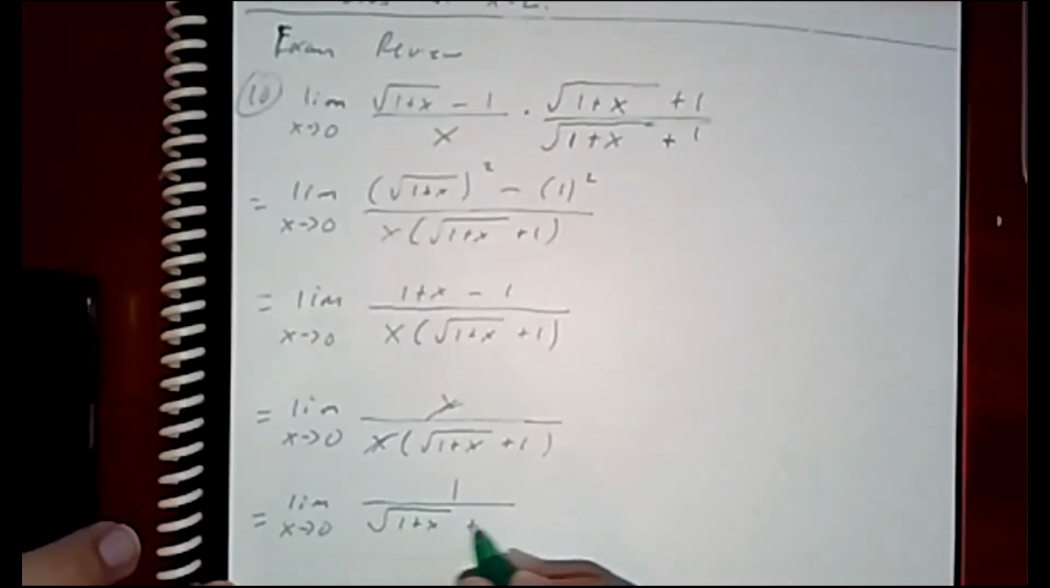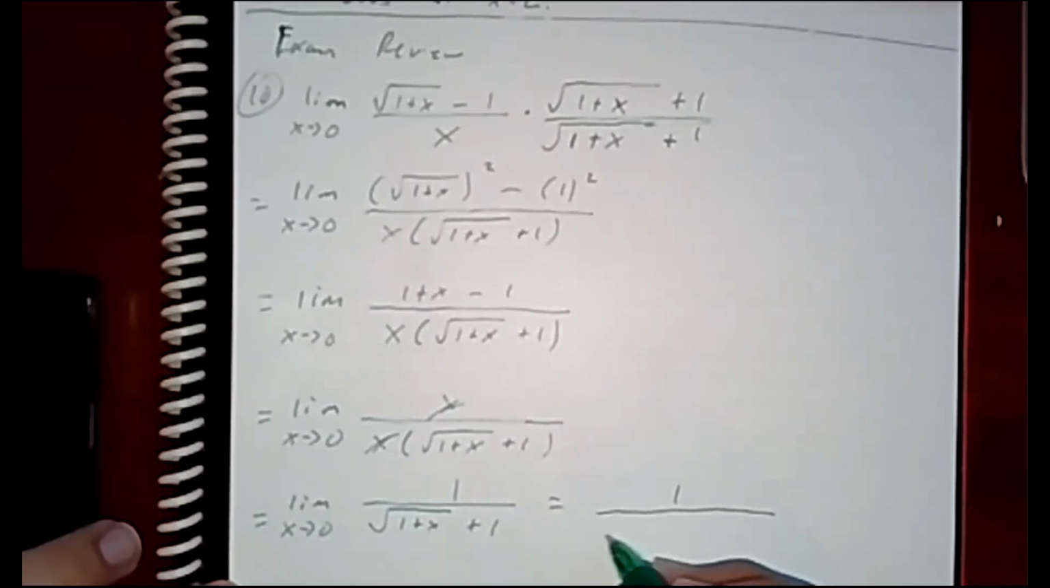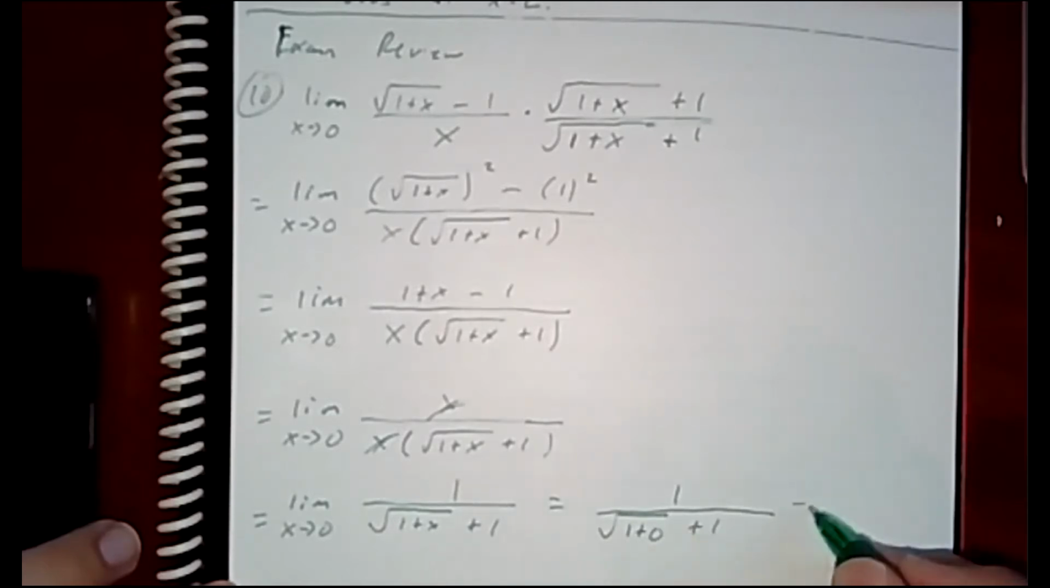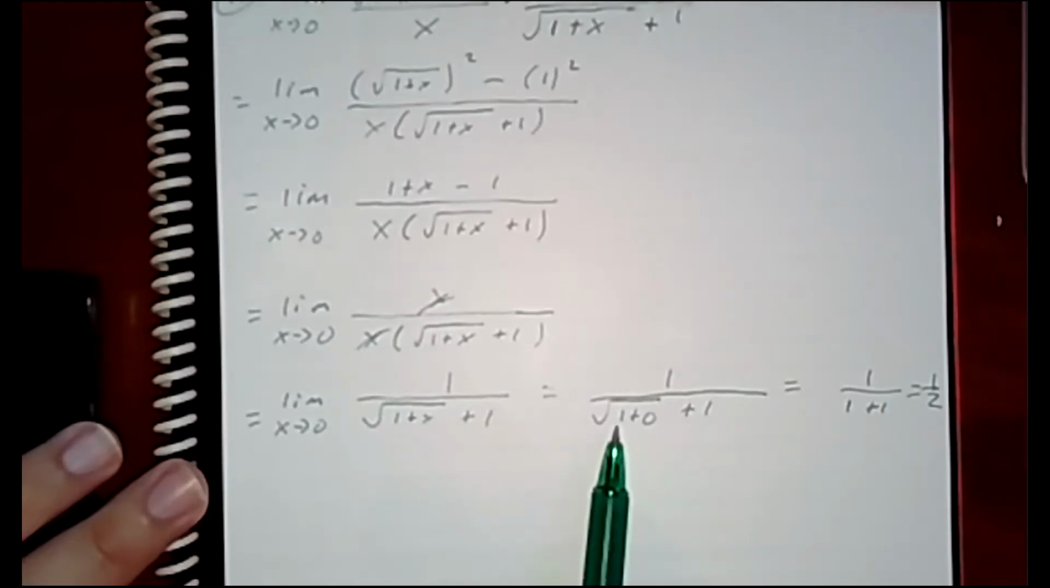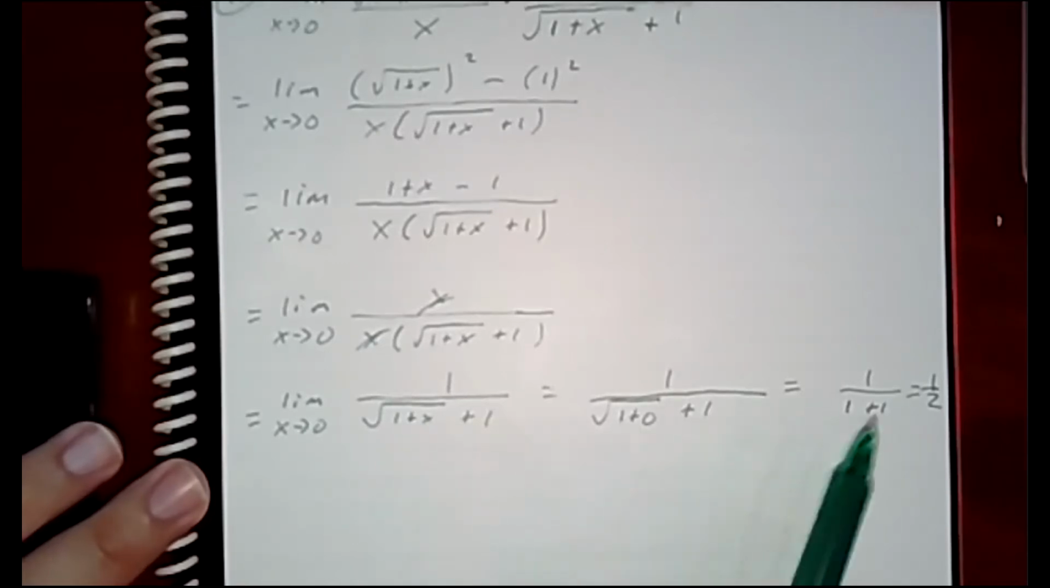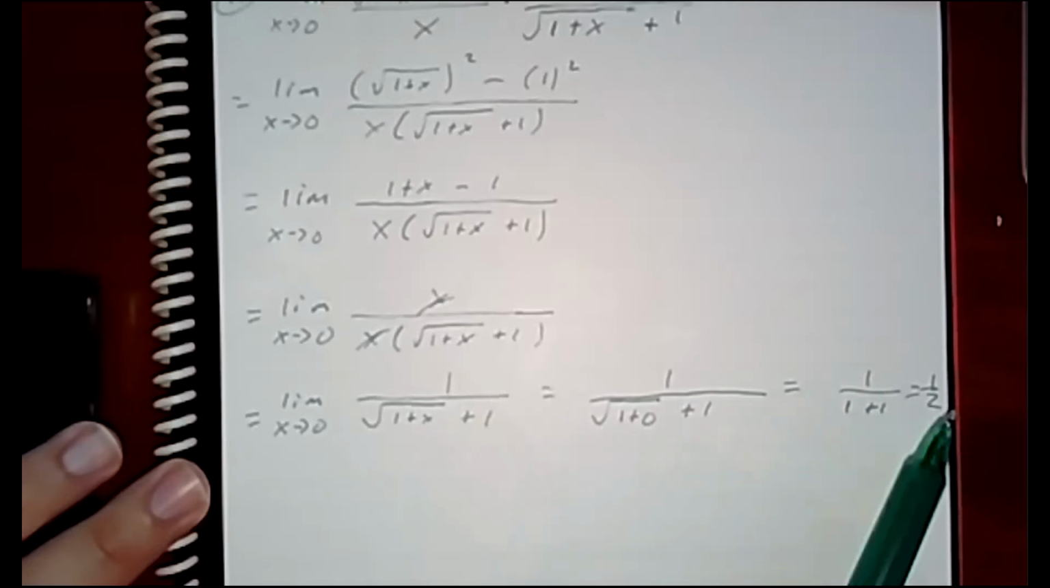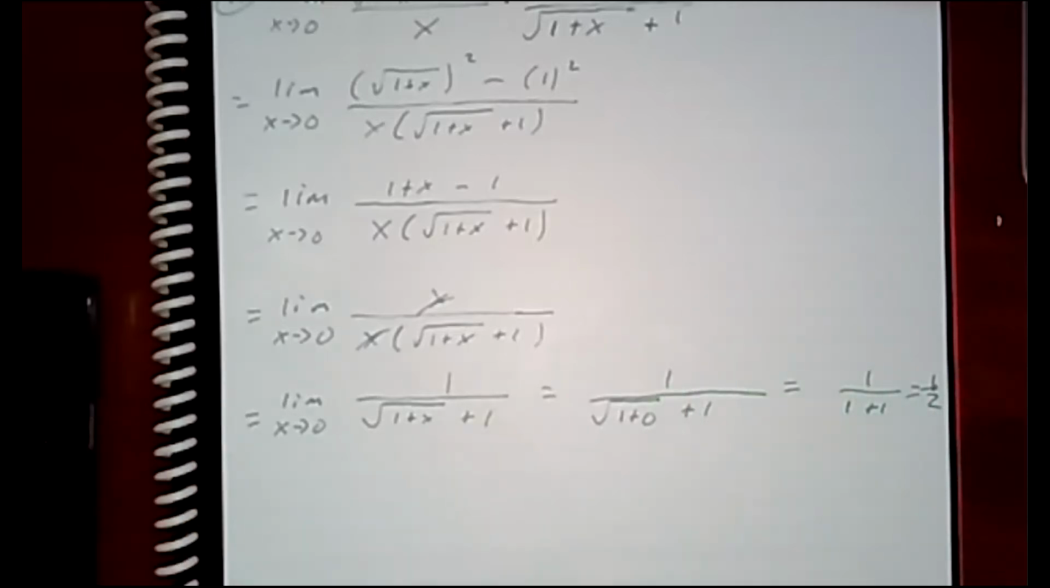Now we take the limit. So you take the limit, just plug in the 0. The 1 plus 0 is 1. Square root of 1 is 1. That 1 is still here. 1 plus 1 is 2. And that 1 is right there. Okay, I see.